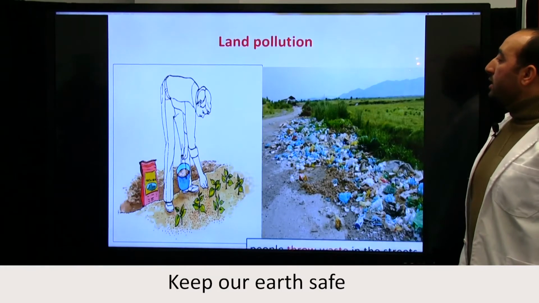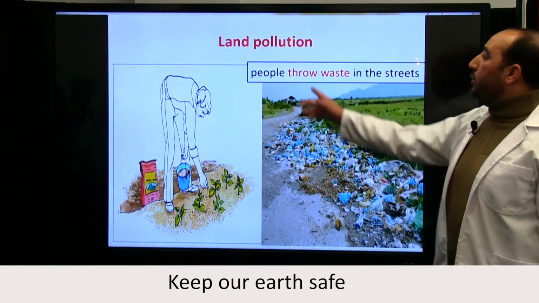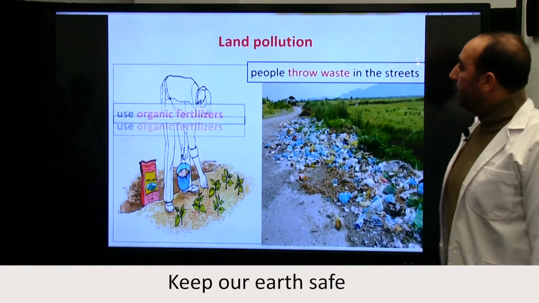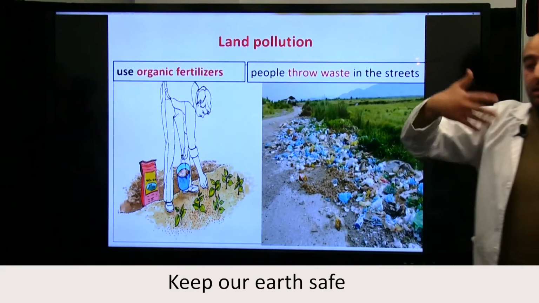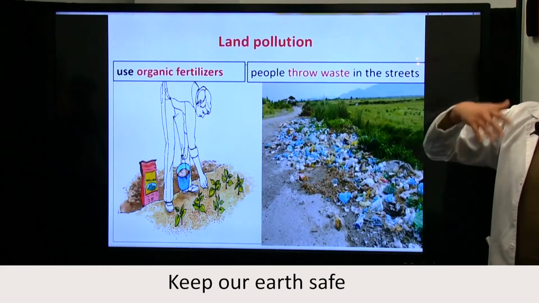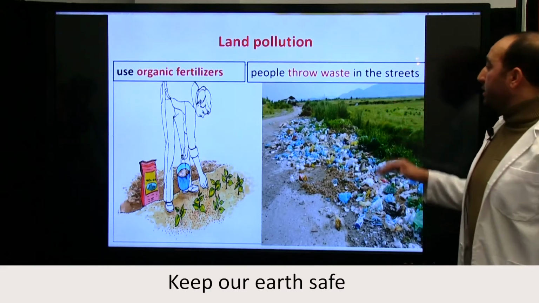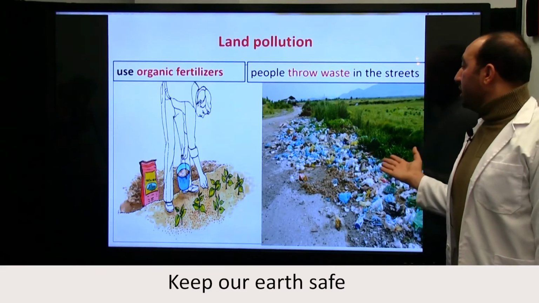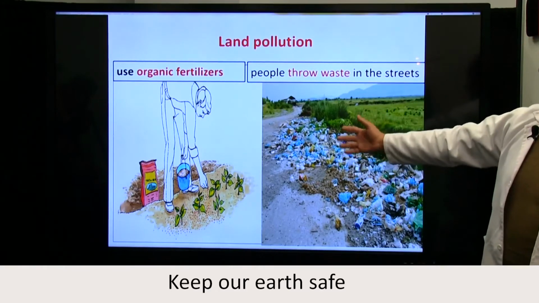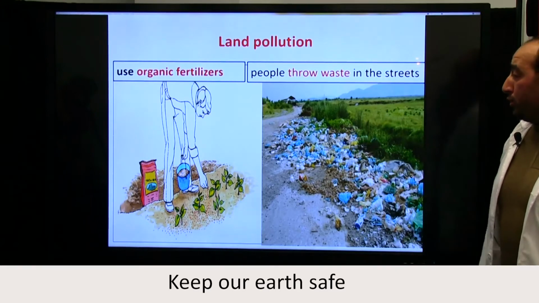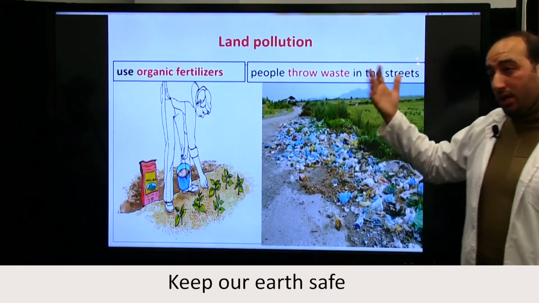And then we have another type. The third type is land pollution. As you can see here, you use organic fertilizers in the land, in agriculture, etc., in order not to spoil the land. On the other side, you have people throwing waste in the streets, which causes land pollution, and it is very bad for the degradation of the environment.